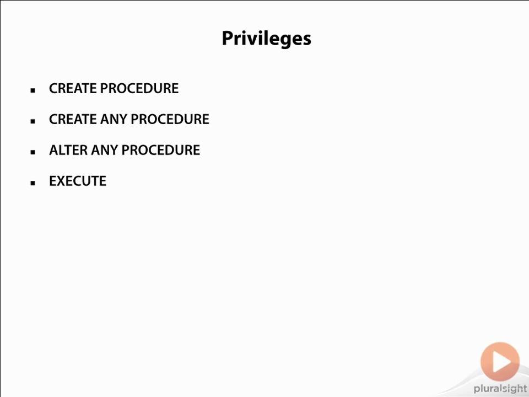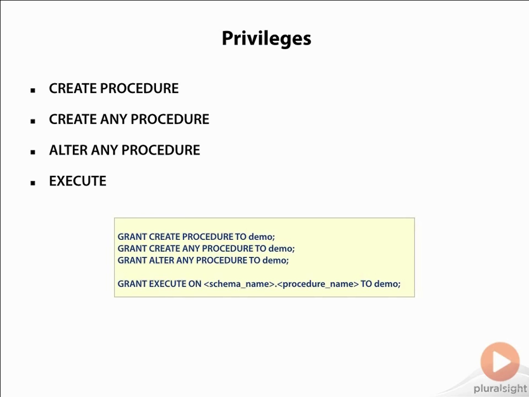These privileges can be assigned by a DBA. So here, in this code snippet, we are demonstrating the syntax for granting these privileges. The grant create procedure to demo grants necessary privileges to demo to create a procedure. Grant create any procedure to demo grants necessary privileges to demo to create a procedure in any schema.